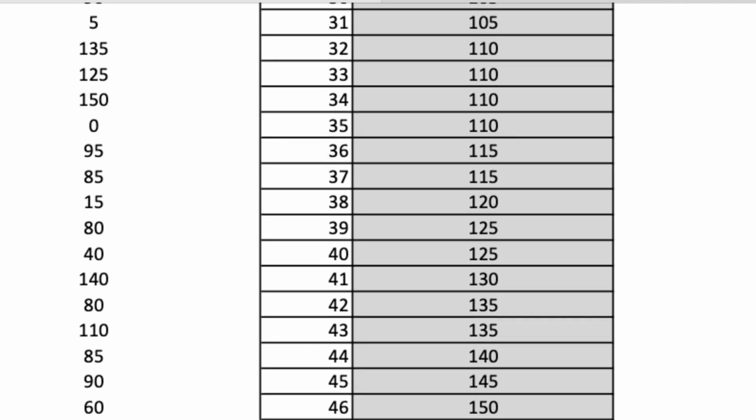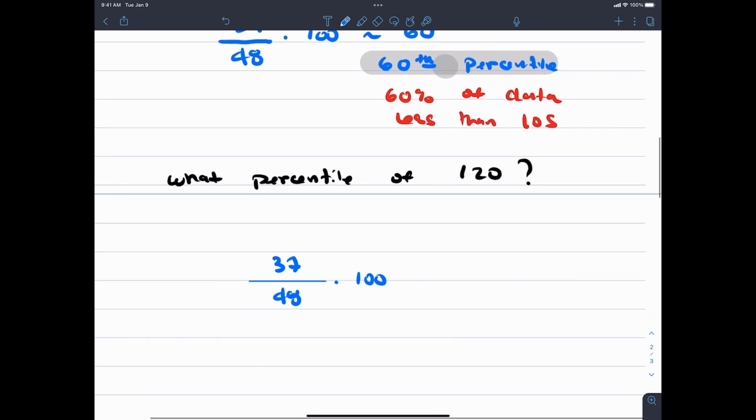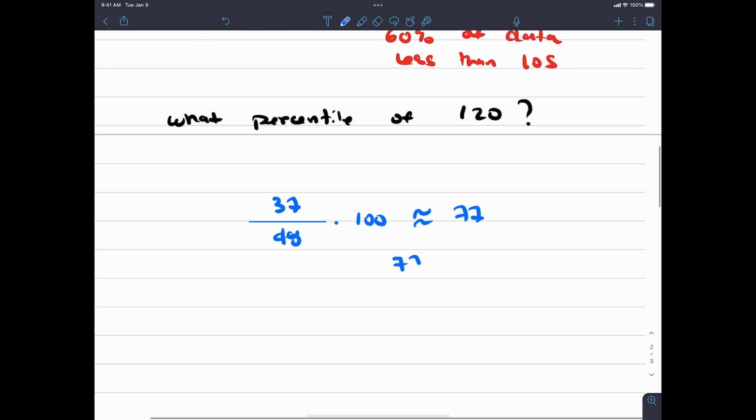So what do you guys think? How many scores are less than 120? Good. 37 out of how many scores? 48. So 37 over 48 now times 100, you're going to get what? 37 divided by 48, close that, times 100. What do you get now? Is that 77%? So the answer is really the 77th percentile.